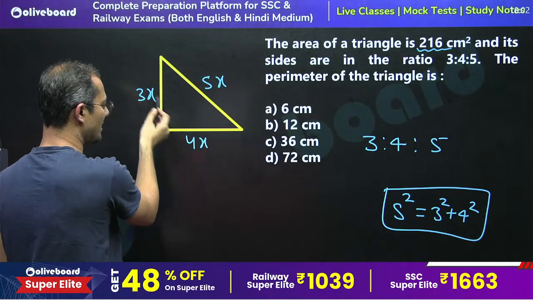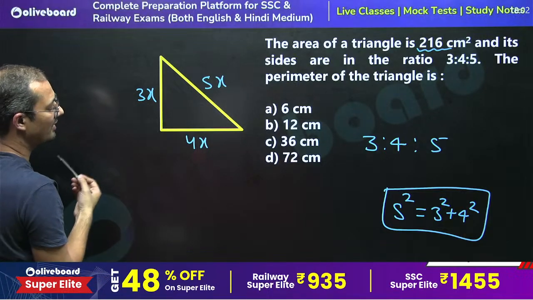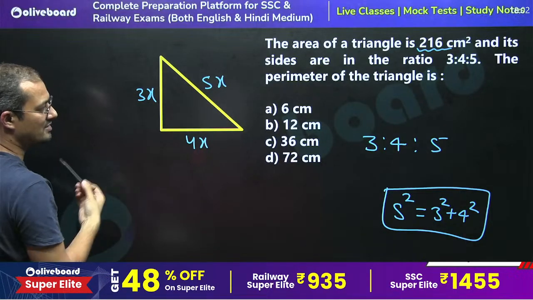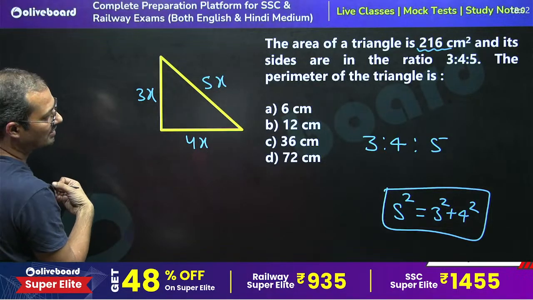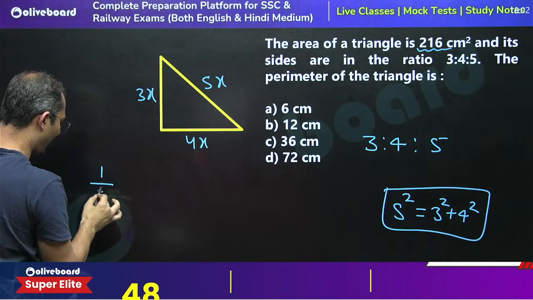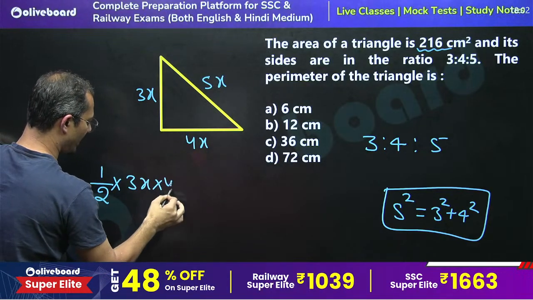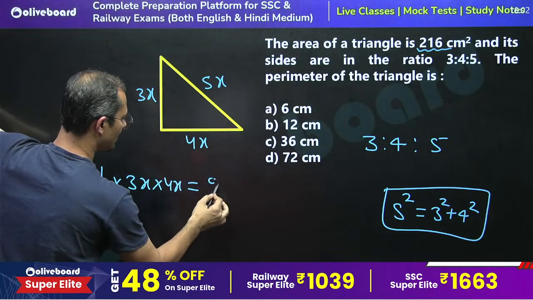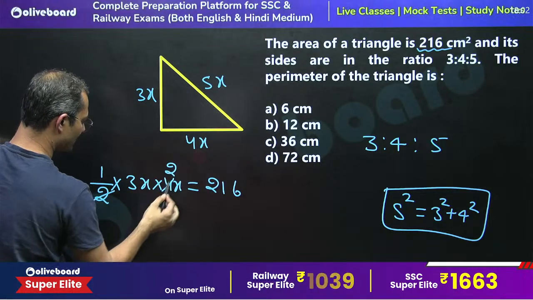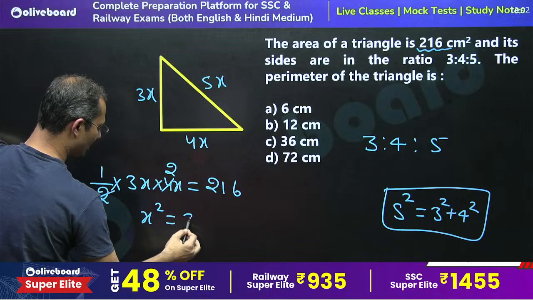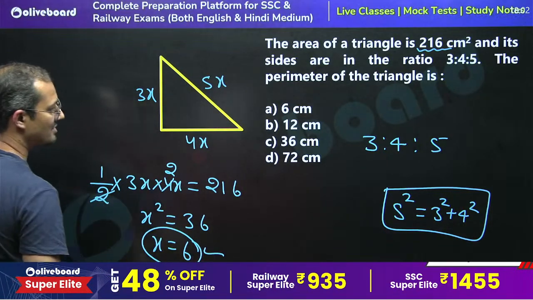We can interchange the value of perpendicular and base. It depends on the focus of study of angle, which angle we are going to take for study. We know that the area of a right angle triangle is 1 by 2 perpendicular into base. So this is equal to 216. The 2 gets cancelled, so x square is equal to 36. So x is equal to 6.